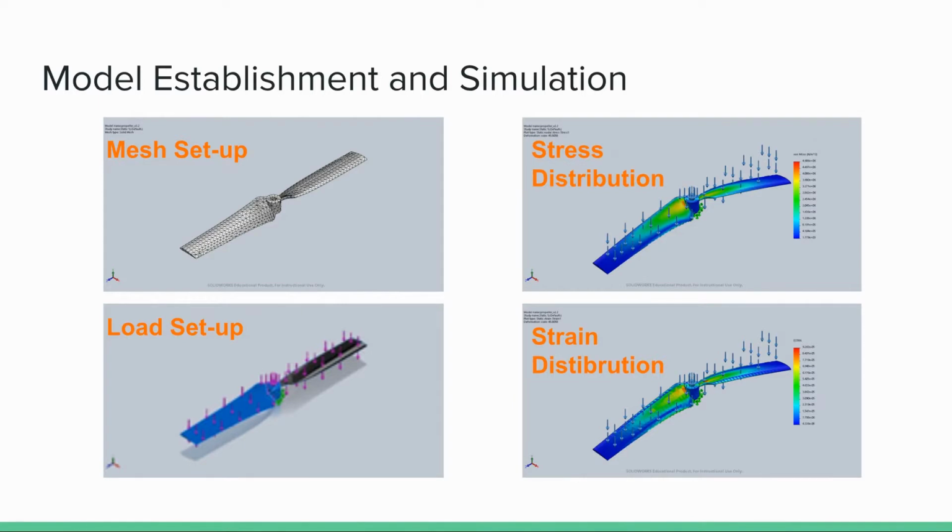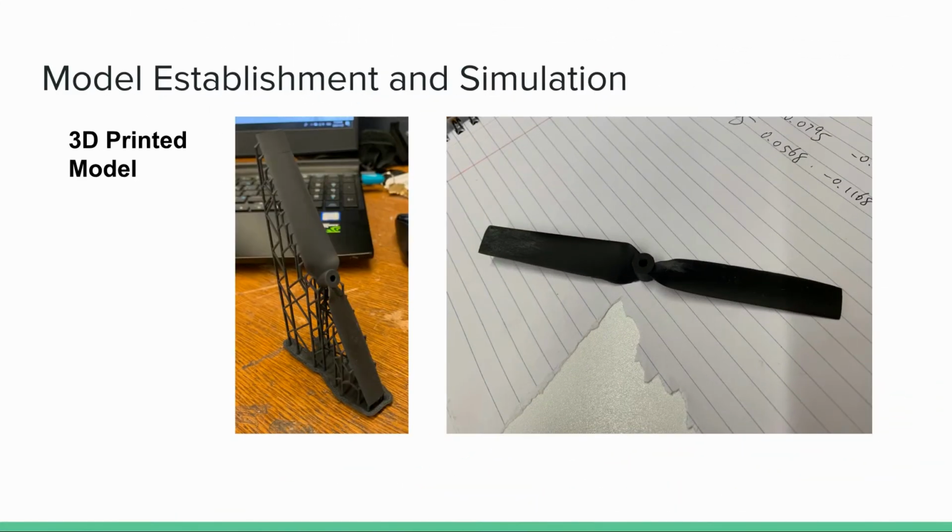A brief structural simulation was also carried out with the mesh setup as you see here and the simplified uniform load. The stress and strain distribution appeared to be within material limits. The model was then 3D printed and ready for test.